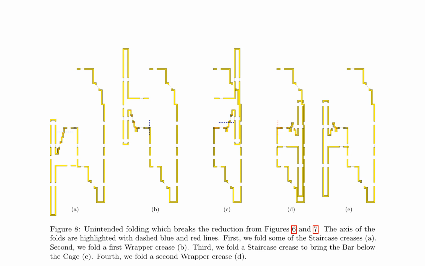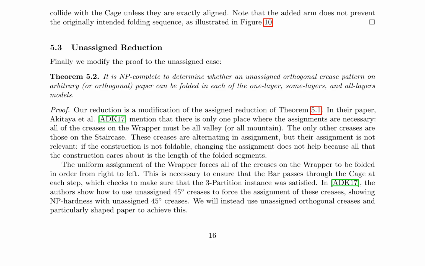This theorem states that it is NP-complete to determine whether an unassigned orthogonal crease pattern on arbitrary or orthogonal paper can be folded in each of the one-layer, some-layers, and a-layers models. The proof builds upon the work of Akitaya et al., AdK17, who demonstrated that the only necessary assignments are those on the wrapper, which must be all valley or all mountain. The authors argue that the assignment of creases on the staircase is irrelevant, as altering the assignment does not affect the foldability of the construction.